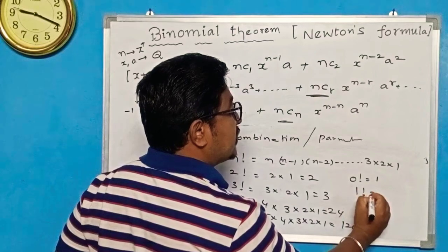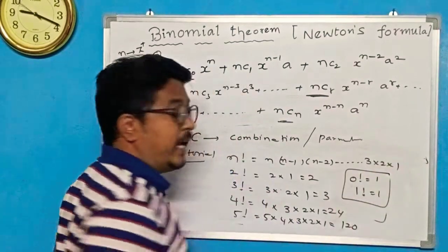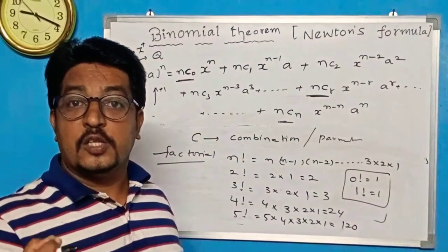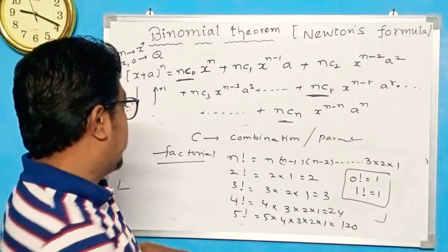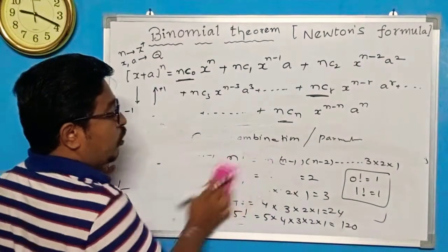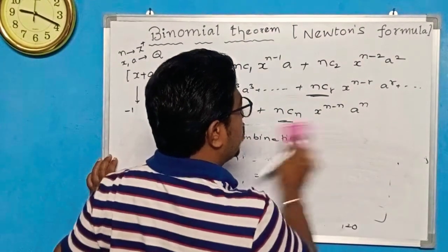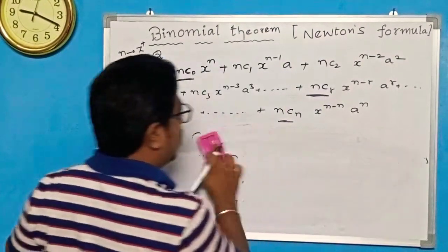1 factorial is also 1. Remember these two concepts here: 0 factorial is 1, and 1 factorial is also 1. Okay, so this is the factorial condition. Why are we now discussing this concept of factorial?